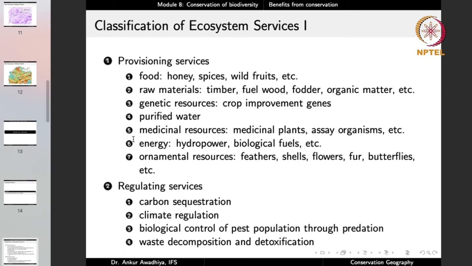Another provisioning service is medicinal resources, medicinal plants, assay organisms, and so on. Now, in a large number of cases, the plants that live in wild conditions, they develop certain chemicals that are used against other organisms, especially insects and especially against diseases. These chemicals are byproducts of metabolism, and these metabolic byproducts also have medicinal properties.